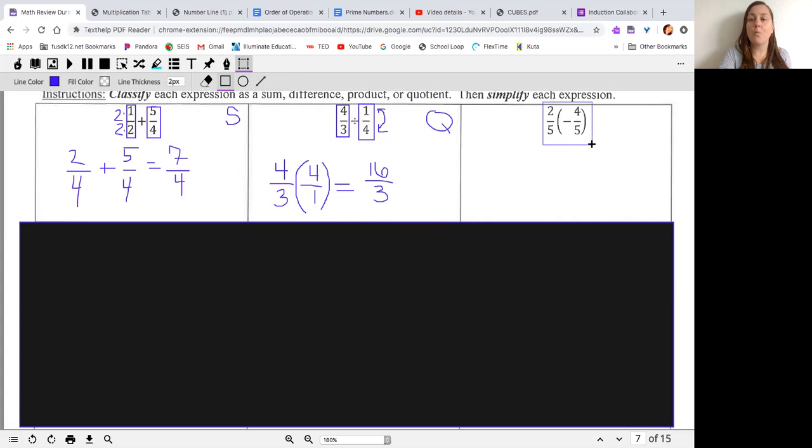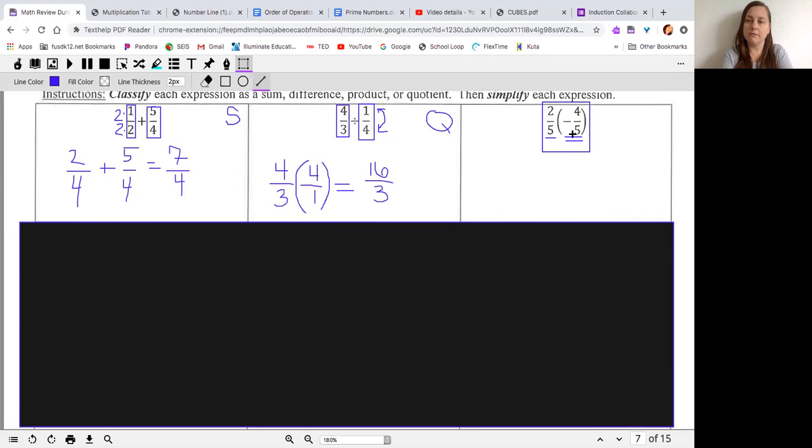Multiplication problems get 1 box, because it's one term. We do have 2 factors, right? 2 over 5 is factor 1, and negative 4 over 5 is factor 2. That's why I have 1 line here to represent the first fraction and 2 lines to represent the second fraction. My denominators match, but that doesn't matter. Okay. I want to see if I can simplify this in any way.